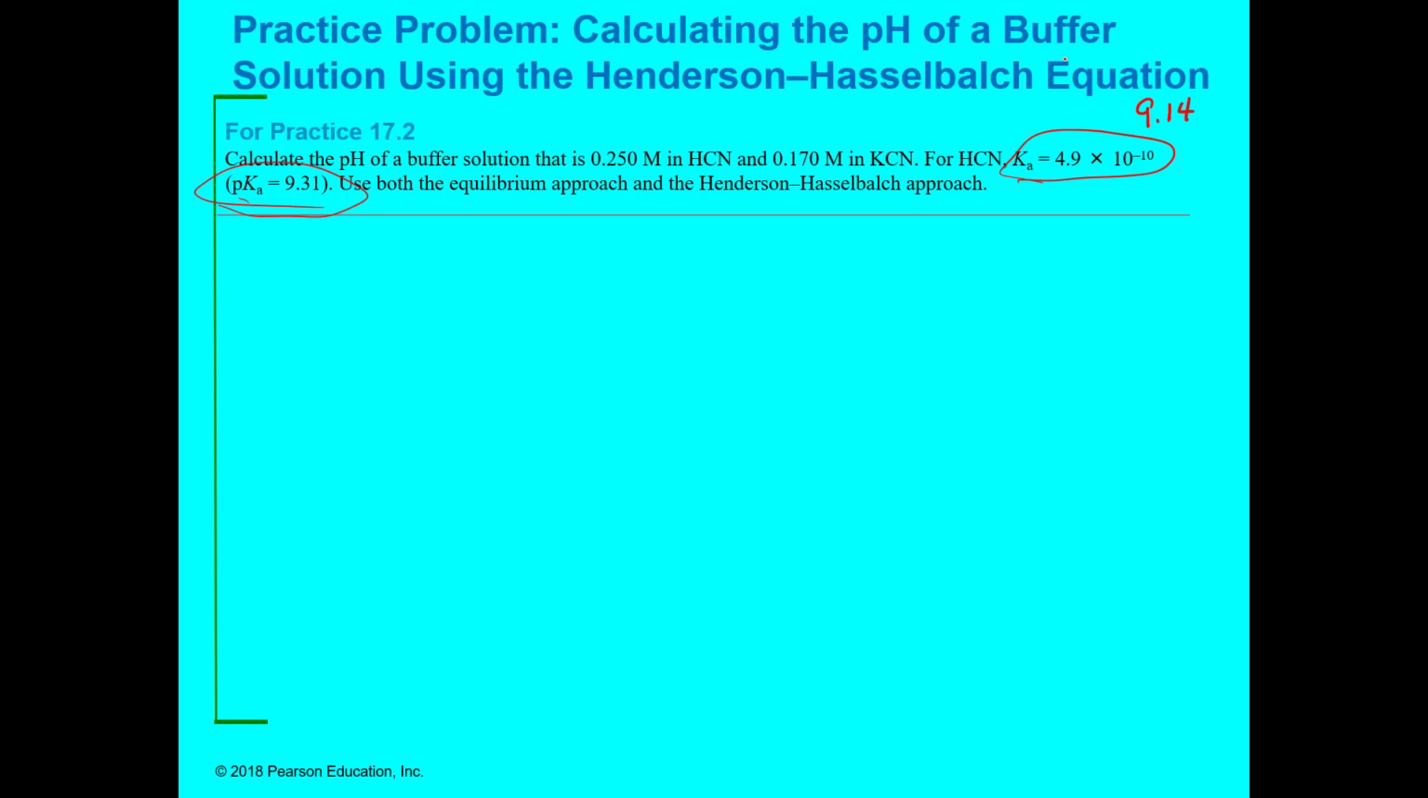And again, you can do it either way. You can write a balanced chemical equation. This one's okay because it's 1 to 1 to 1. But if it's not 1 to 1 to 1, that's when you kind of get in a bind. So that is it. That's your introduction to Henderson-Hasselbalch and to calculating pHs of buffer solutions.